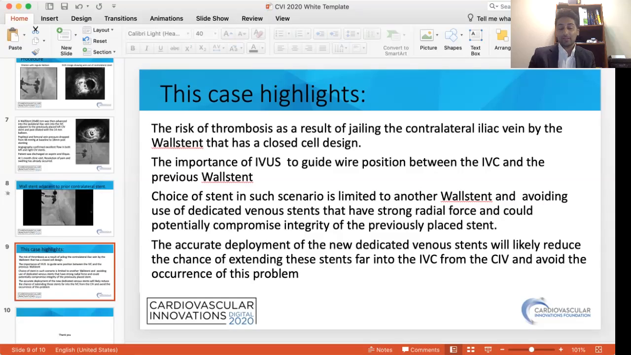Maybe we hypothesize that if the patient did not have a wall stent in her left common iliac vein, it's possible that if one of the new nitinol stents was placed instead of the wall stent, maybe this would not have migrated more proximal to the IVC and would have prevented such a presentation.